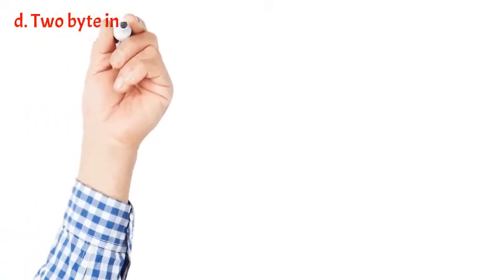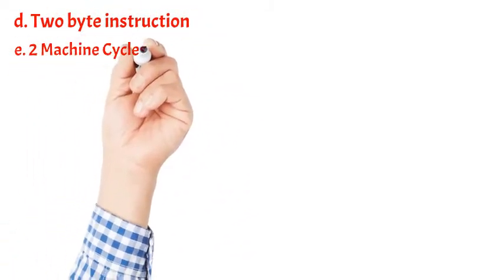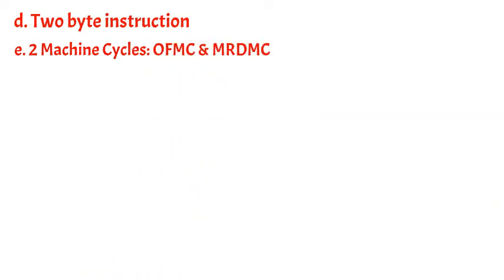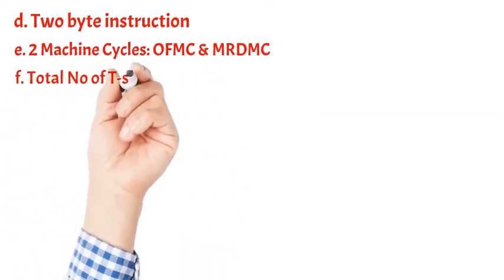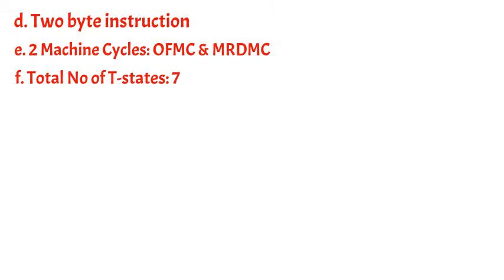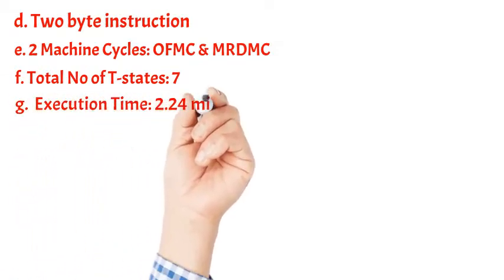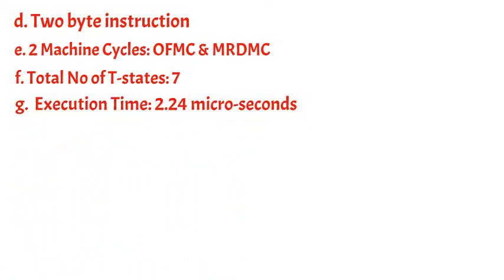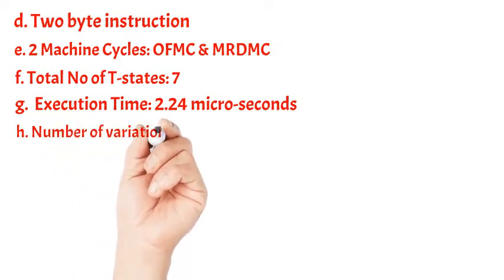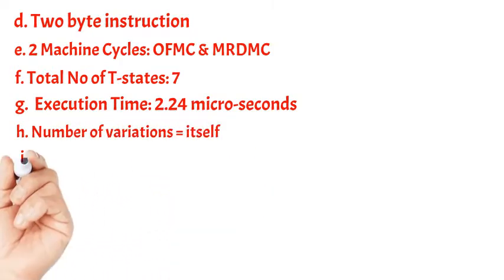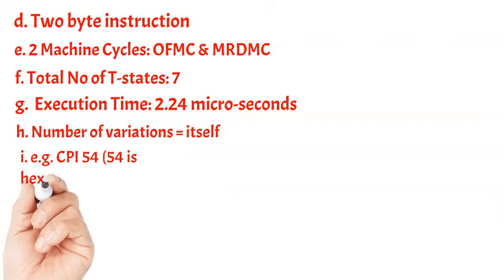Rest of the properties: it's a 2-byte instruction because the data byte is being used here. It has 2 machine cycles because the data has to be read as well. So there's the opcode fetch machine cycle and the memory read machine cycle. Accordingly, 7 states and an execution time of 2.24 microseconds. There will be no variations; it exists as itself only. This is an example of this instruction.